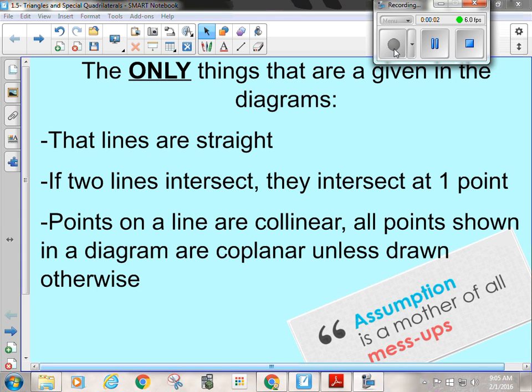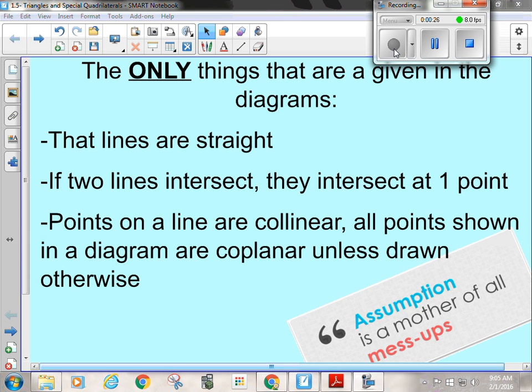Hey there, class. Today we're going to talk about section 1.5. We're just going to introduce some triangles and some special quadrilaterals. So again, it's a really definition-heavy lesson, but now that we're getting into some diagrams, there's some things that we need to talk about. When we look at diagrams in our books, you can't assume pretty much anything.